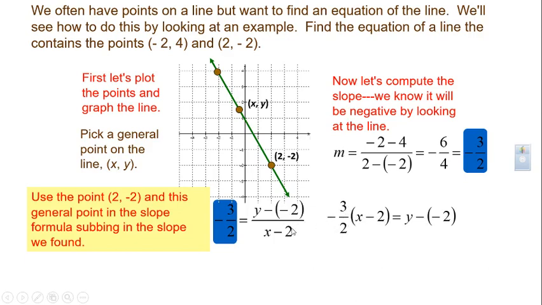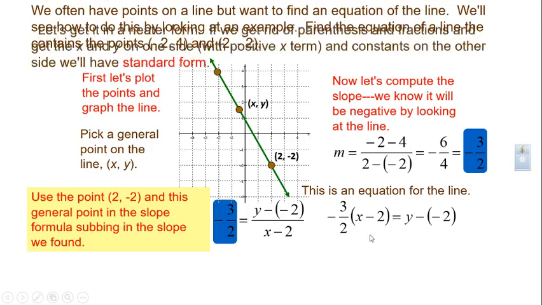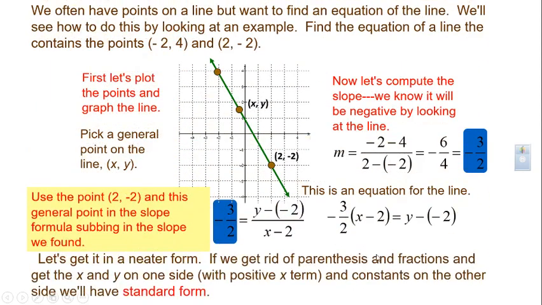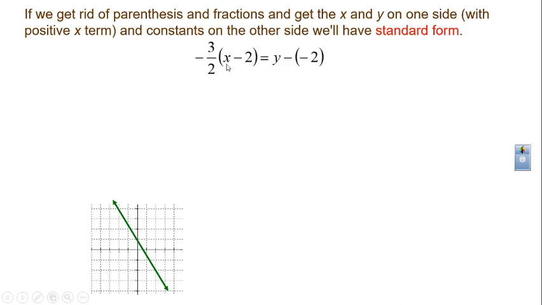If I multiply both sides by the denominator, I get -3 over 2 times x minus 2 is equal to y minus -2. This is called point-slope form of the equation of the line. Any x and y coordinate I choose on the point on the line will satisfy this equation. And now if I solve this equation in such a way that I get the x and the y together and there are no fractions, all I will have to do is distribute the parentheses.